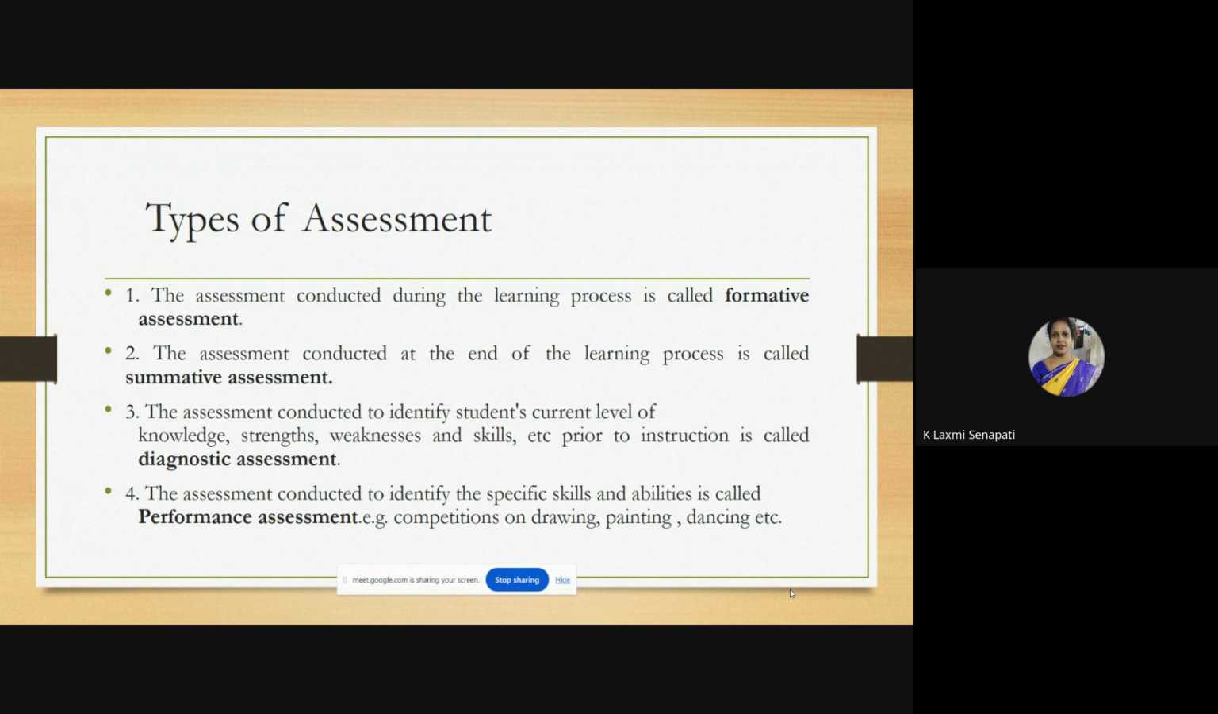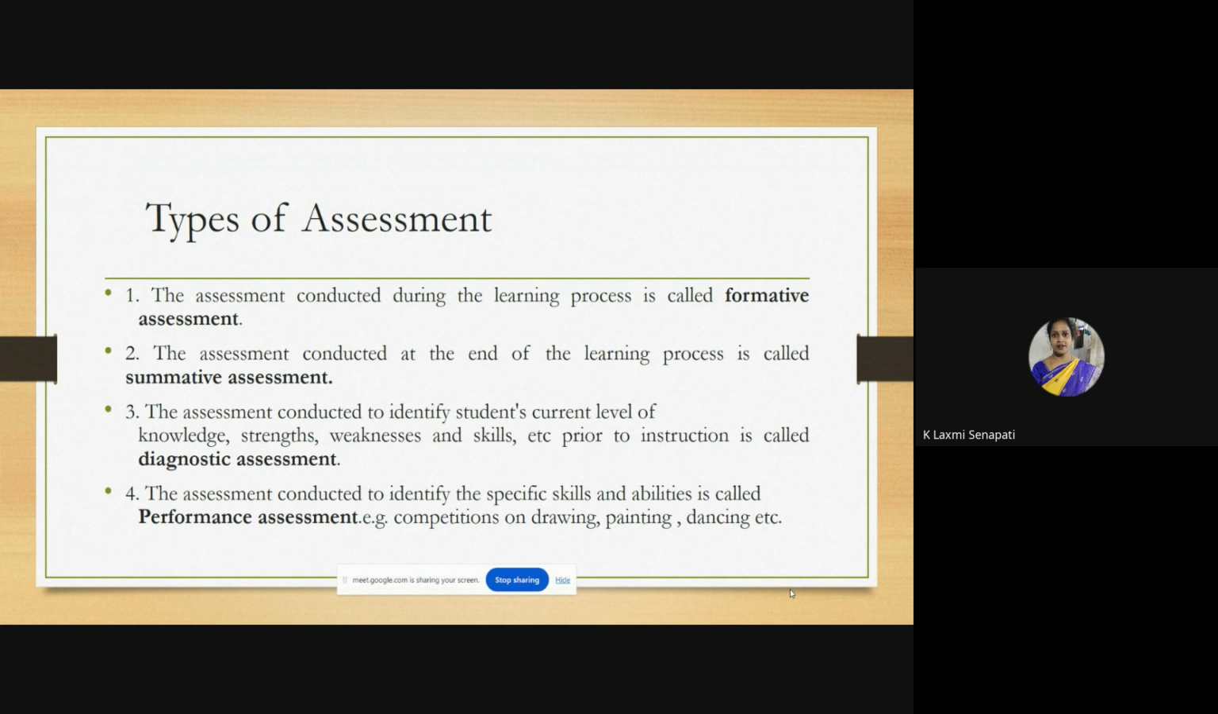And the last one is performance assessment. This assessment is conducted to identify specific skills and abilities. You have already heard about this as co-curricular activities. Suppose there is any special quality, creativity, or innovative activity. As a teacher, we have to identify that quality and try to help the student explore it.